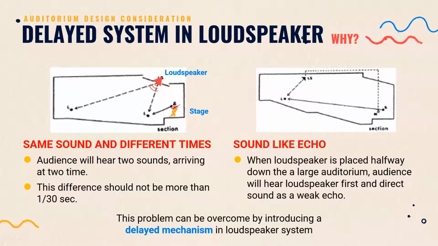So to reduce this effect, we can use a delay system, where the sound from the loudspeaker is adjusted so that it arrives at the same time as the direct sound. Another problem that can happen if we don't use the delay mechanism in a loudspeaker system is you can hear the speaker first before you hear the direct sound from the singer, and the direct sound can be weaker than the loudspeaker sound.